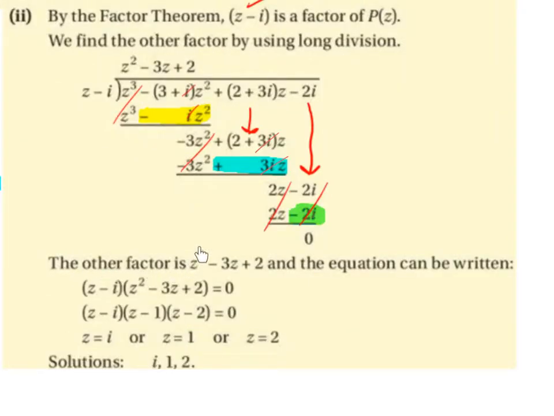The other factor is z squared minus 3z plus 2, and the equation can be written as (z minus i) multiplied by (z squared minus 3z plus 2) is equal to 0. Or we can factorize this, which will give us (z minus 1) times (z minus 2). So if z minus i is equal to 0, then z is equal to i. If z minus 1 is equal to 0, then z is equal to positive 1. And if z minus 2 is equal to 0, then z is equal to 2. So our solutions are i, 1 and 2.